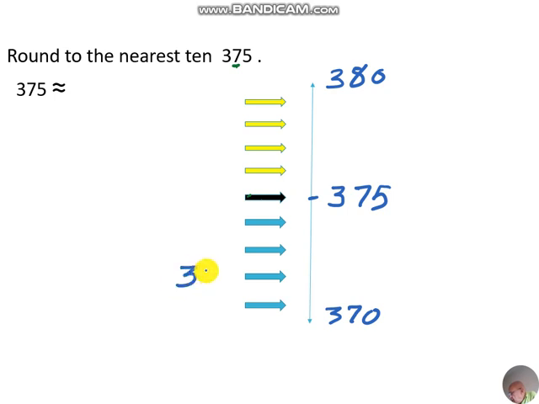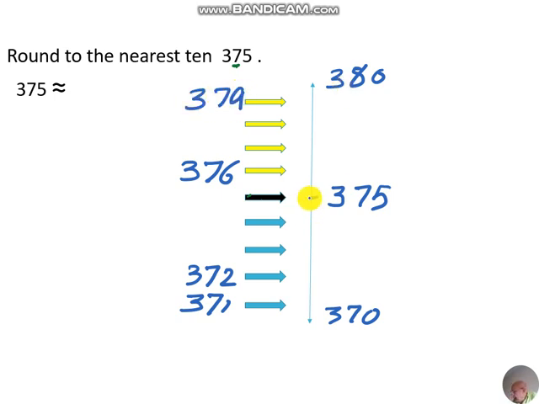This means it becomes 371 here, 372, until 375, 376, until 379 and 380. 375 here at the middle: when you round it, because at the midpoint or above, you round it to the top, 380. If it's less than the midpoint, you round it to 370.